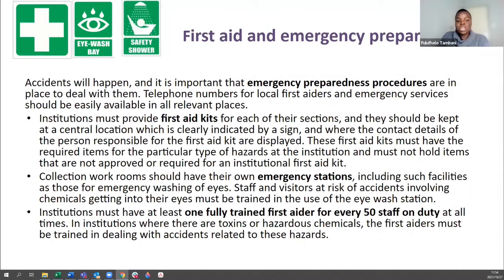In institutions where there are toxins or hazardous chemicals, the first aiders must be trained in dealing with accidents related to these hazards. So they need to know what to do. It's very important to know what to do and not just have the title of being a first aider and not know what to do. Especially when dealing with emergencies, you can get very easily confused, but if you know what to do, you will deal with the emergency better.